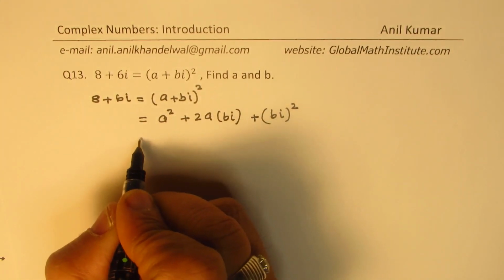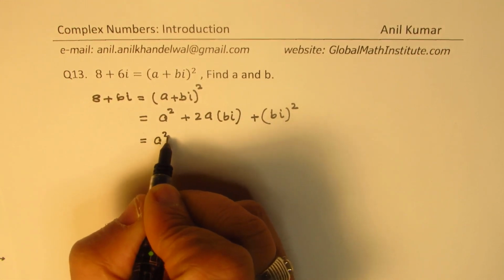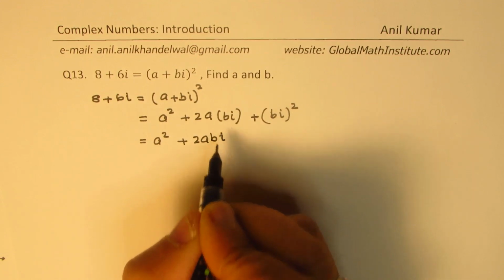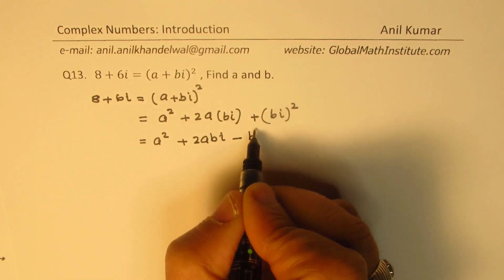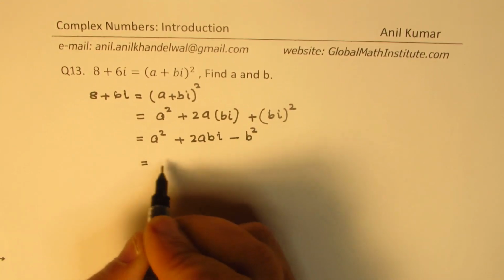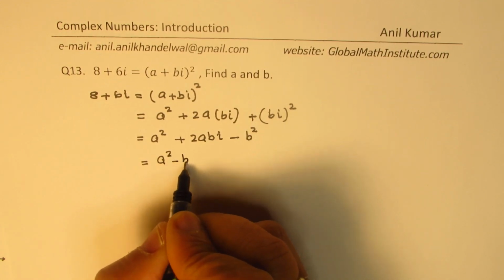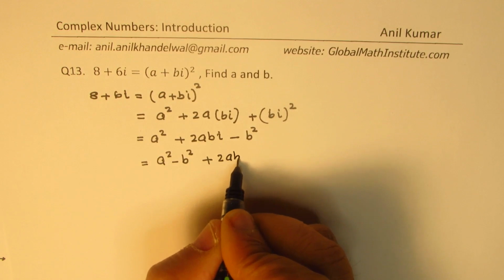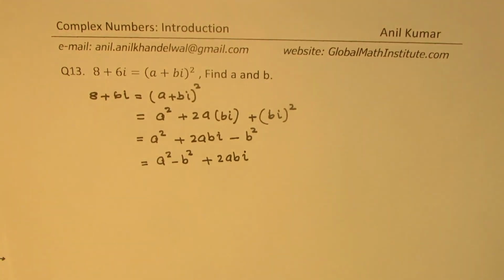That's what we get. And this will give you a square plus 2abi, and this is minus b square. So we get the real part as a square minus b square, and the complex part as 2abi. Is that clear to you?